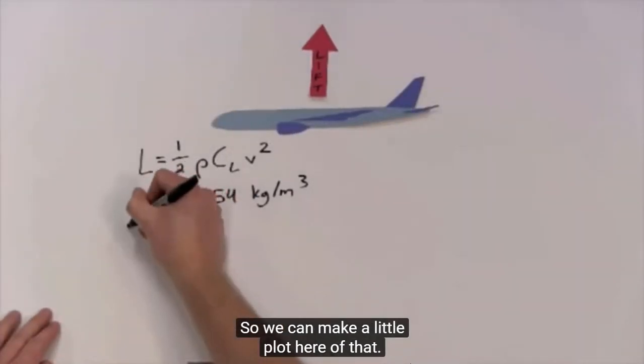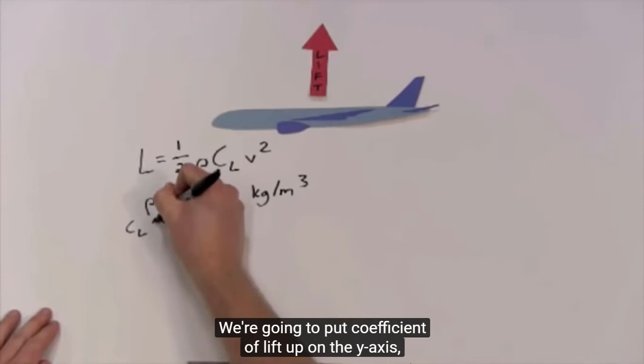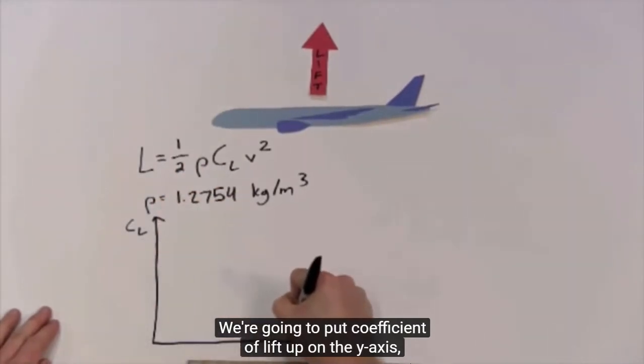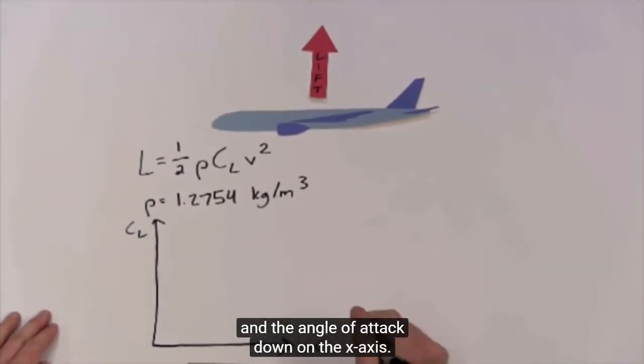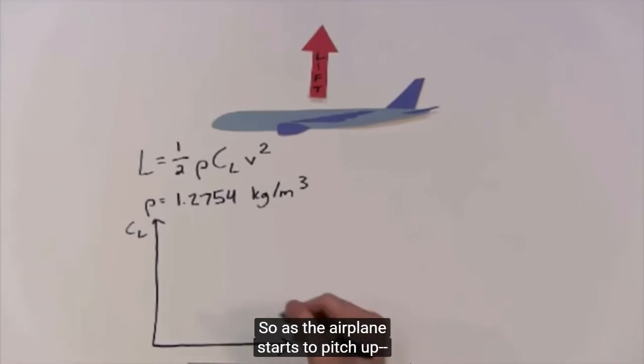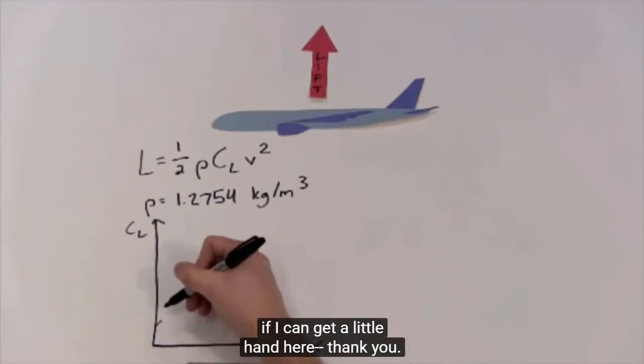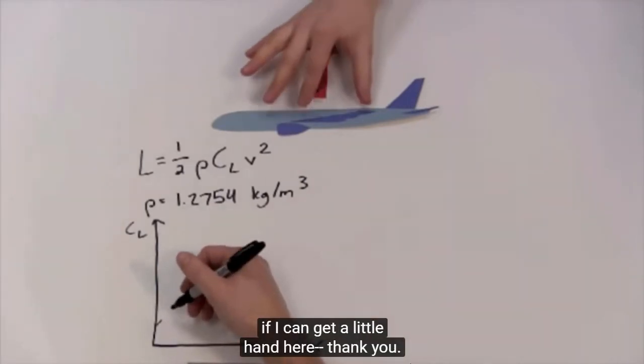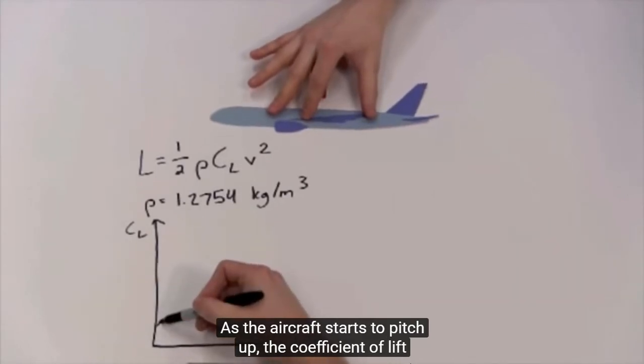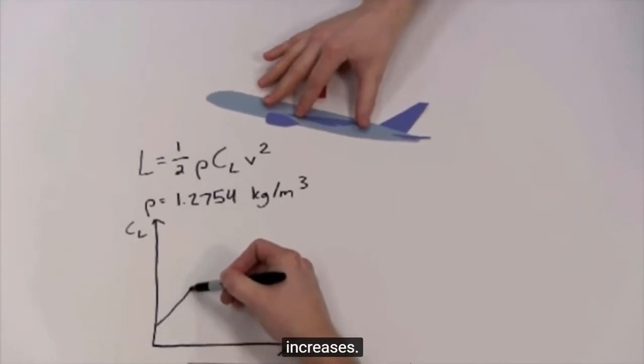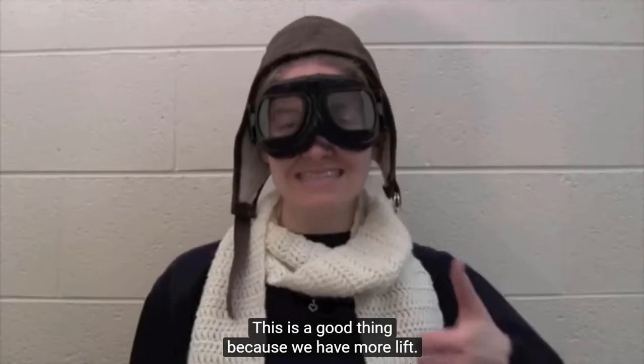So we can make a little plot here of that. We're going to put coefficient of lift up on the y-axis and the angle of attack down on the x-axis. So as the airplane starts to pitch up, if I can get a little hand here, thank you. As the aircraft starts to pitch up, the coefficient of lift increases. This is a good thing because we have more lift.